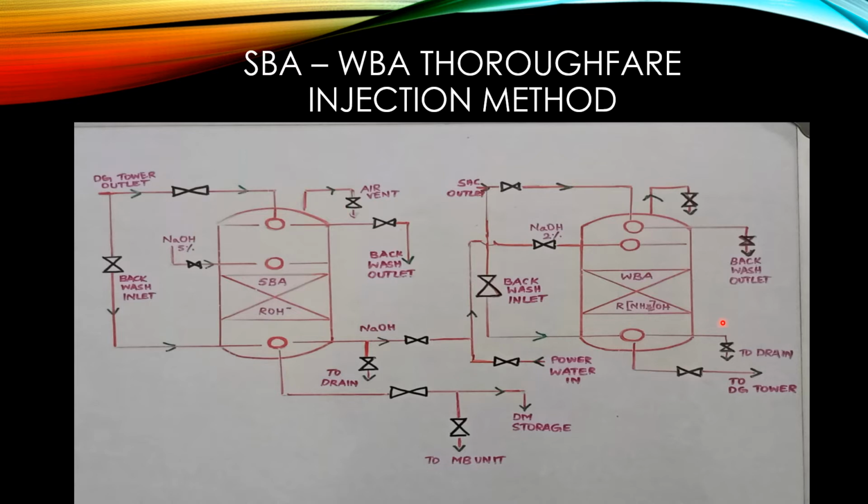Both the units are taken together by the Thoroughfare method. So it will minimize the NaOH consumption compared to regenerating both separately. That's why a little higher volume of SBA regenerant is enough to get diluted for injection to WBA.